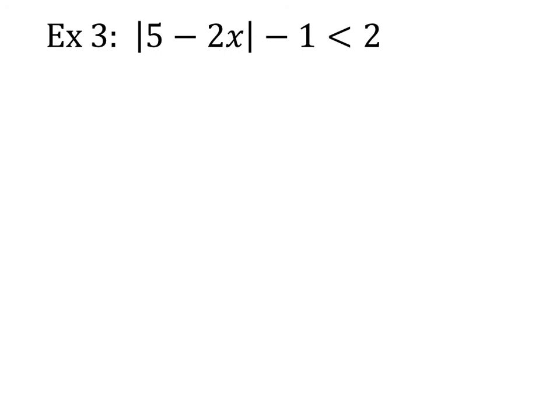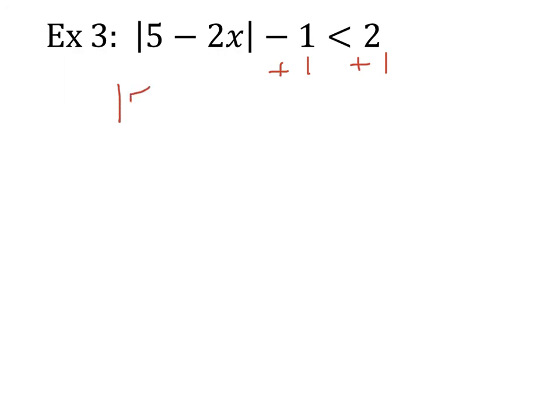Now for example 3, we have subtracted 1 from an absolute value. And just like equations, we cannot solve this until we have gotten that absolute value all by itself. And so to do that, we're going to begin with adding 1 to both sides. And remember, no changing the inside until it's alone and the absolute value symbols have been dropped.